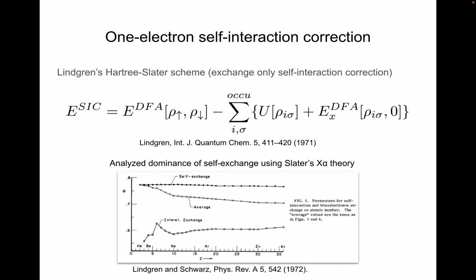The self-interaction correction method actually existed for a long time. You can go back to the 70s. So these are the Lindgren articles. In the Hartree-Slater scheme, the self-interaction correction is removed for the self-exchange case from the DFA energies. And Lindgren analyzed the self-interaction using Slater's X-alpha theory. And that was what was being done back in the 70s. This is one of the one-electron self-interaction corrections in the earlier days.